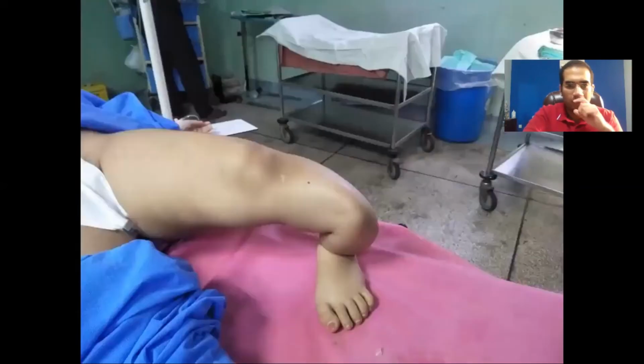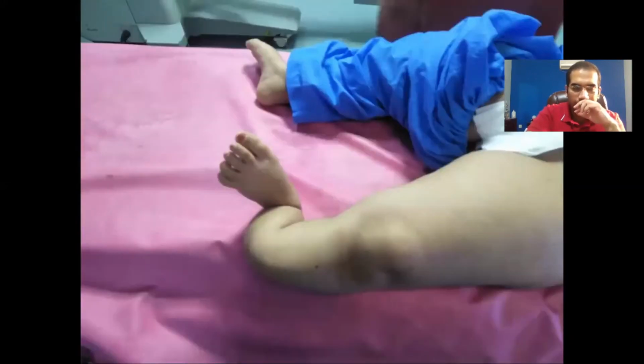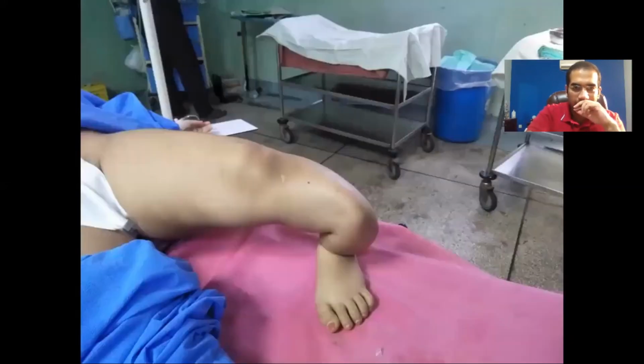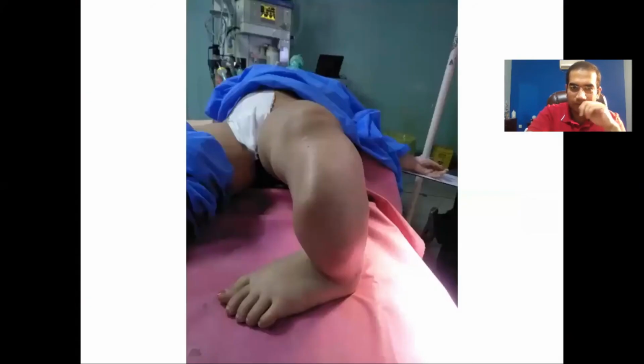Okay, so now another deformity. This is a girl with a complex deformity. As you can see over here.